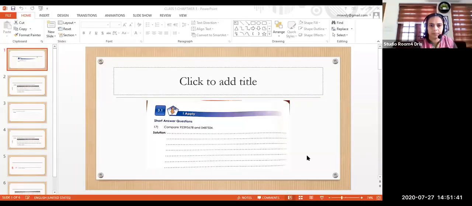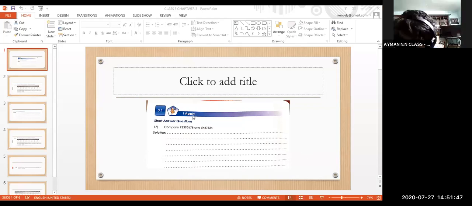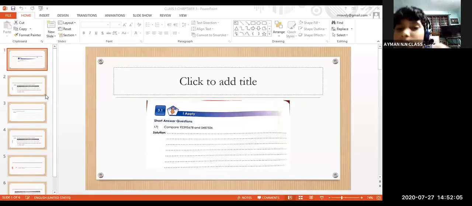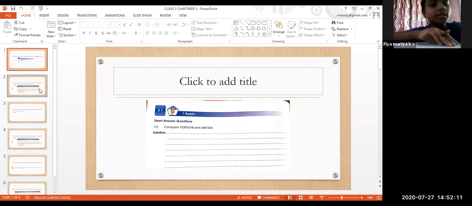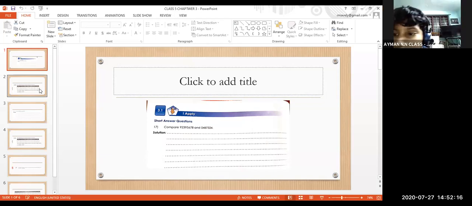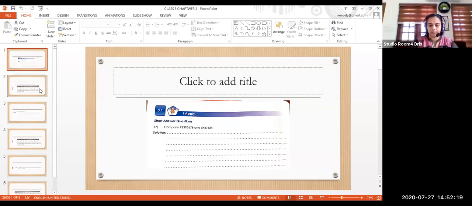Okay, this is the question. Compare. What you have to do is draw the place value chart. Ma'am, I drew the place value chart. Ma'am, in the international system or in the Indian system? We are going to do this in the Indian system, because we have already said the numbers are in crore and all.